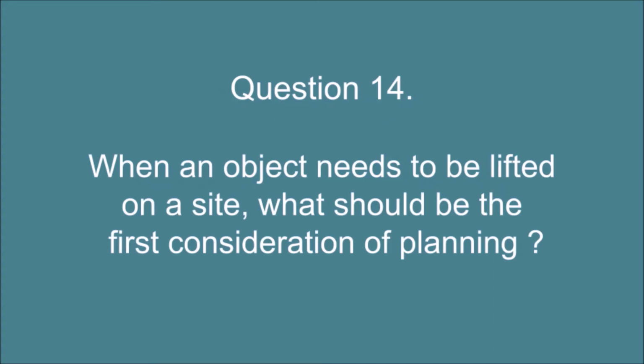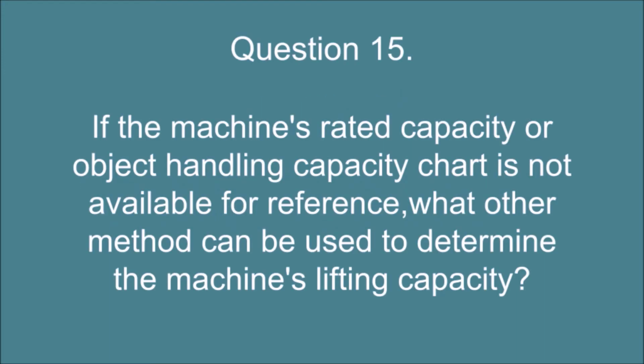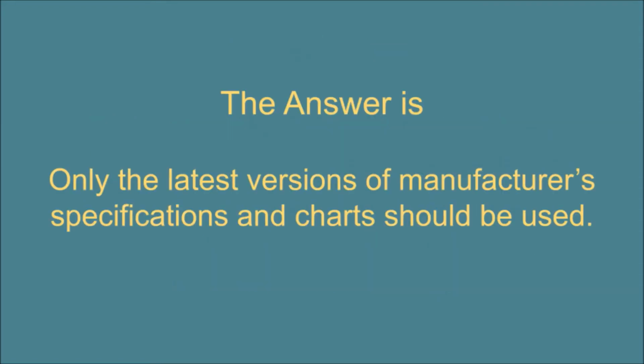Question 14. When an object needs to be lifted on a site, what should be the first consideration of planning? The answer is planning the lifting operation by an authorized, appointed person. Question 15. If the machine's rated capacity or object handling capacity chart is not available for reference, what other method can be used to determine the machine's lifting capacity? The answer is only the latest versions of manufacturer's specifications and charts should be used.